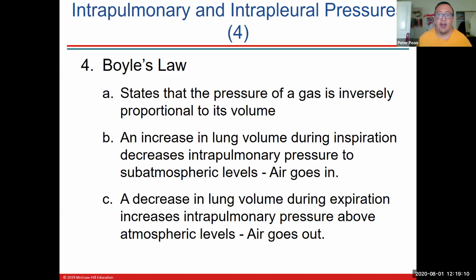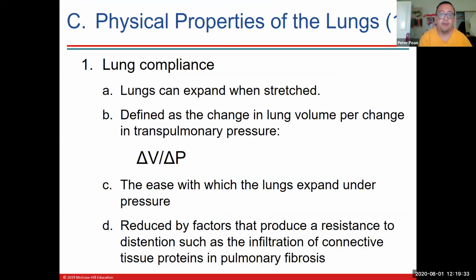Okay. So an increase in lung volume during inspiration causes the intrapulmonary pressure to decrease and makes it below the atmospheric level, okay? A decrease in lung volume. So when we exhale, okay, we increase the pulmonary pressure to above the atmospheric pressure and air goes out.